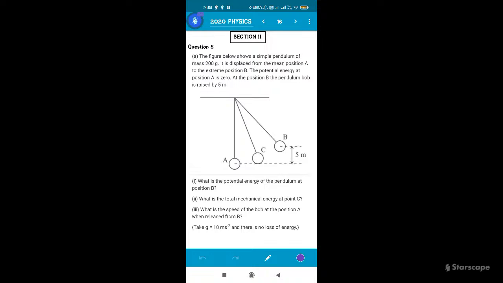Like yesterday, we were doing the 2020 question paper of physics. We are going to finish it off today by completing section 2. So let's waste no more time and begin with question number 5.